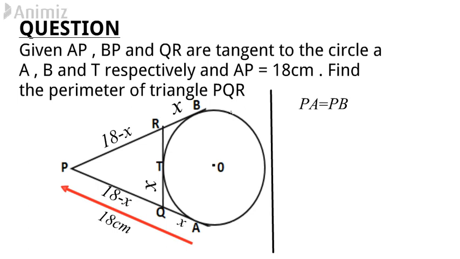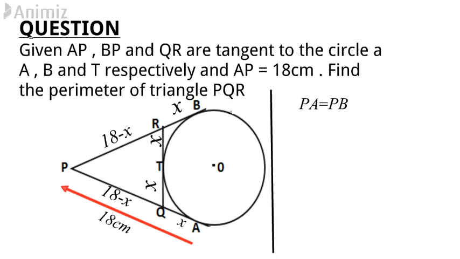Okay. Let's come to another length here. Another tangent RB and RT. They are also two tangents meeting at R. Therefore, we can conclude that their distances too are the same. Therefore, distance RB and distance RT are equal. So if RB is equal to x, then RT will be equal to x.